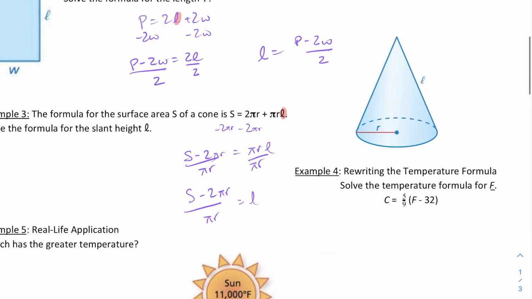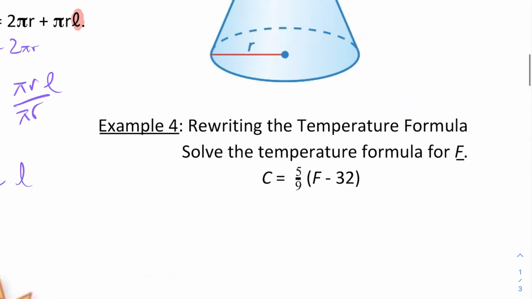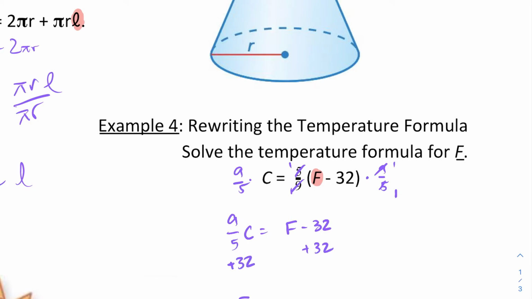Example number 4, rewriting the temperature formula. Solve the temperature formula for F. Okay, I want F by itself. You're like, okay, so how do I get rid of the parentheses? Well, let's get rid of the number outside. So I have 5 over 9. How do I get rid of a fraction? You multiply both sides by the reciprocal, 9 over 5. This way, because multiplication is commutative, all of these simplify to just 1. So you get rid of that fraction, you get rid of that parentheses. So 9 over 5 C equals F minus 32, plus 32, plus 32, I have F equals 9 over 5 C plus 32.